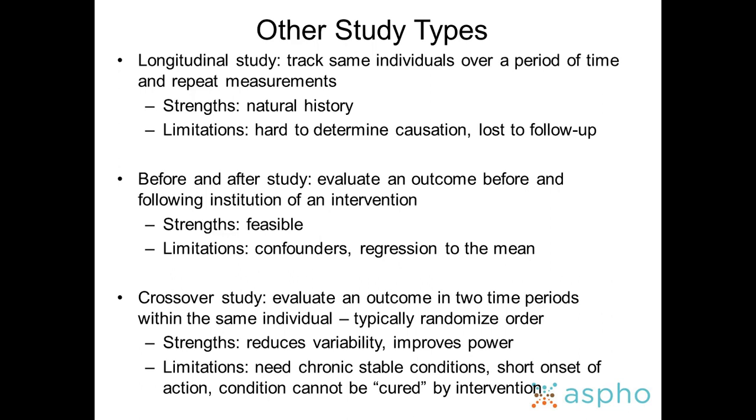A crossover study, we've talked a little bit about this already, is where you evaluate an outcome in 2 time periods within the same individual. You typically randomize the order. You can do 1 crossover, you can do multiple crossovers, and if you do a number of crossovers, that's also called an N of 1 trial design. An N of 1 trial design is actually a really good way to identify if an intervention works for that individual. The limitations of a crossover study are that you need a chronic stable condition, you need an intervention with a short onset of action, and the condition can't be cured by the intervention.